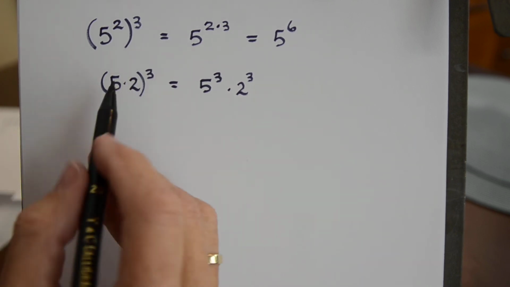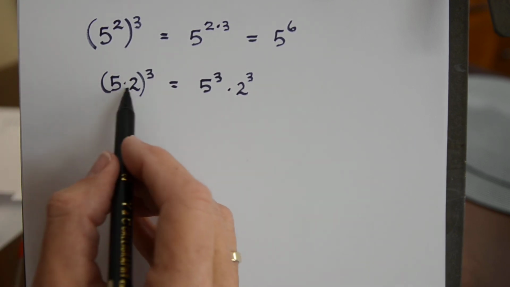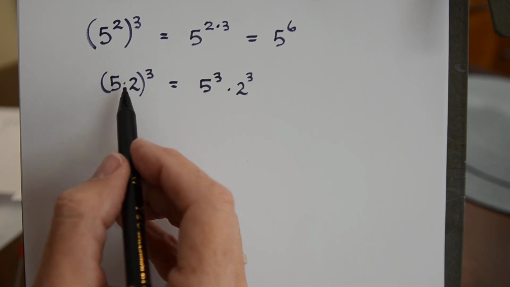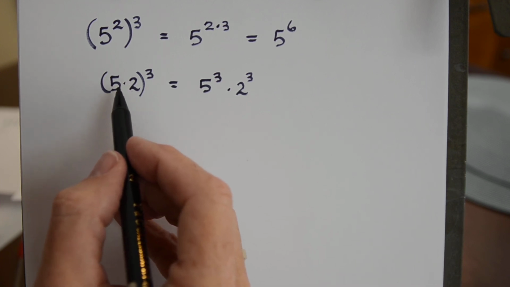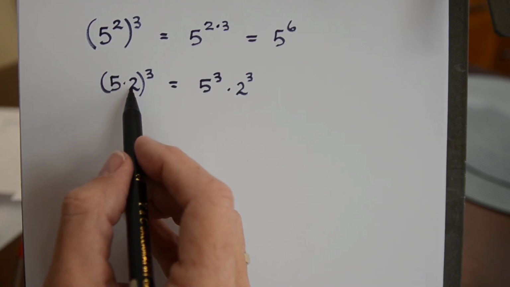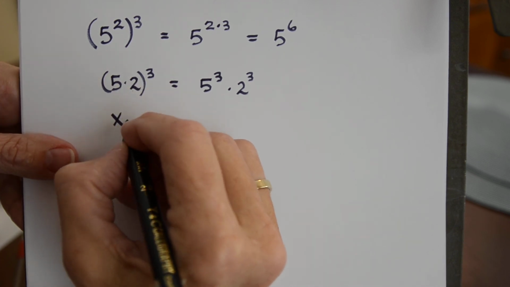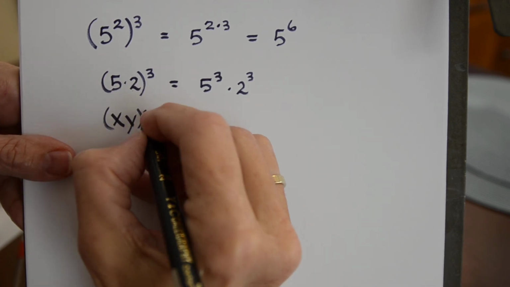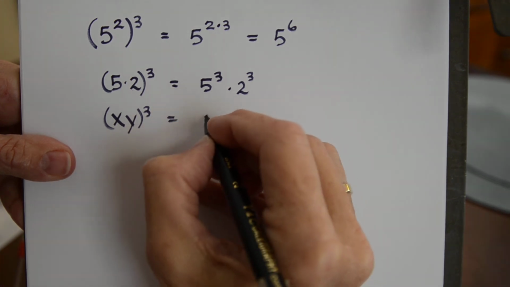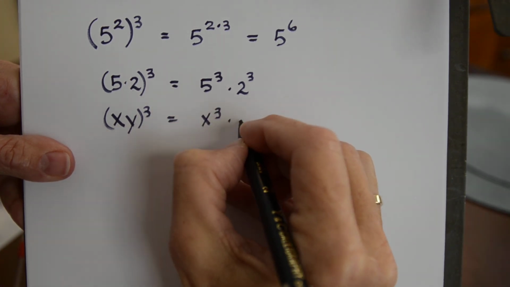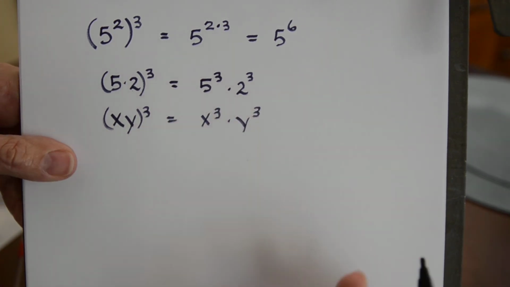And this comes in handy when these numbers that I'm using are actually being dealt with as letters. This could be an X, this could be a Y. If it was X and Y to the 3rd power, it would be the same as X to the 3rd times Y to the 3rd.